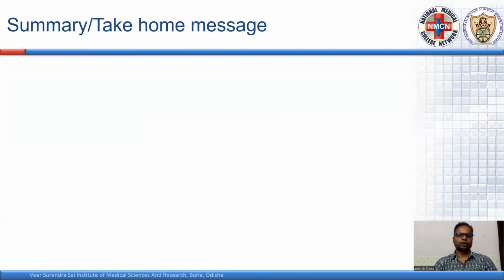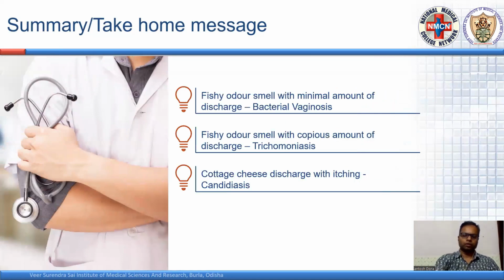Coming to the take-home message, any patient who presents with a fishy odor with a minimal amount of discharge, our first differential diagnosis will be bacterial vaginosis. When the patient presents with a copious amount of discharge, our first differential diagnosis will be trichomoniasis, and in the presence of cottage cheese discharge with itching, candidiasis will be the first differential diagnosis.